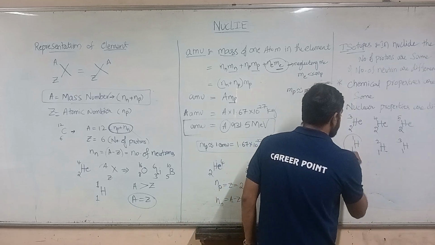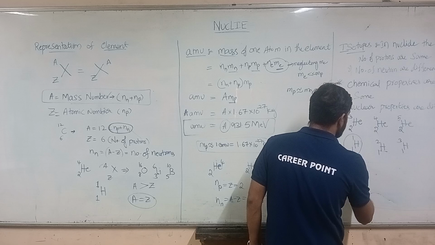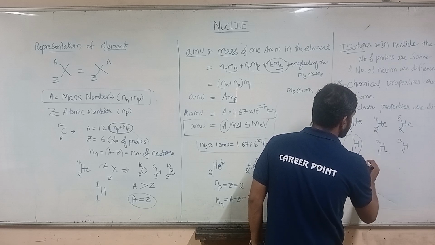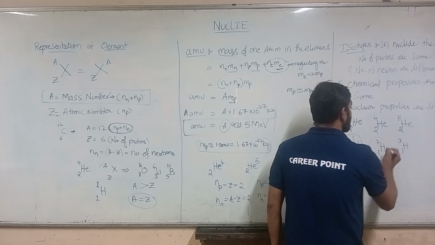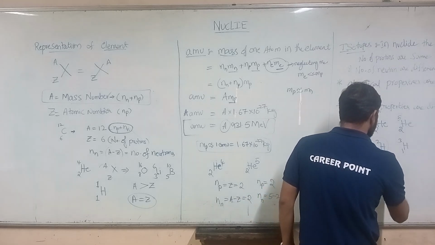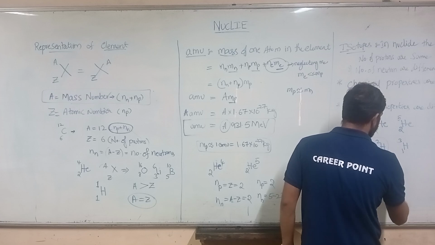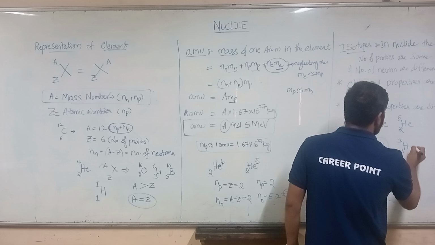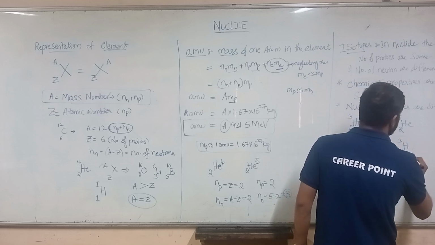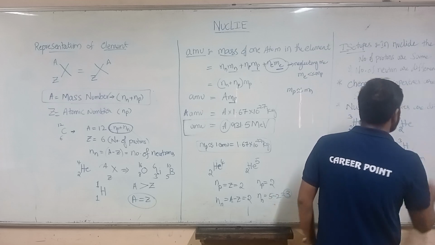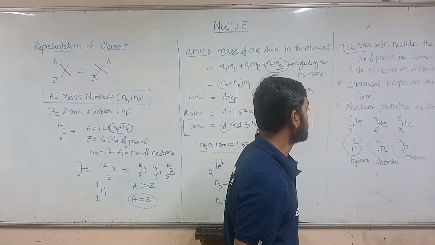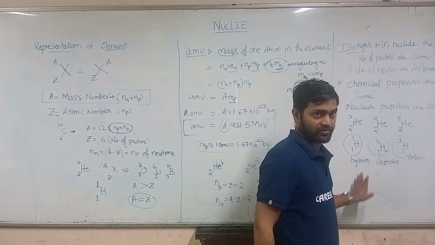So this is called hydrogen, and this is called deuterium, and this is called tritium. Okay, so the names of the isotopes I am just writing here.